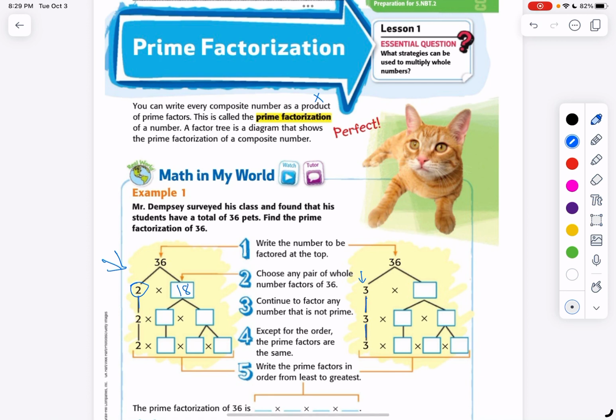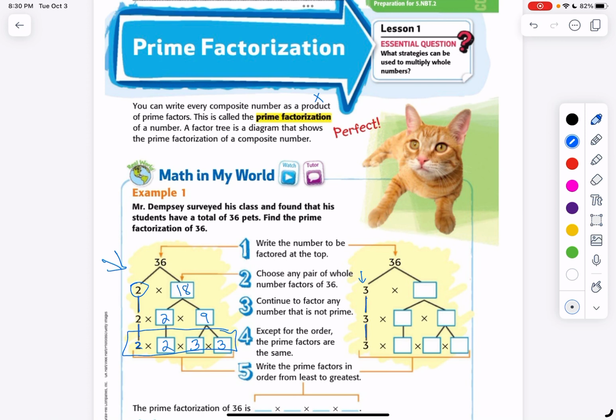2 is prime, so we bring it all the way down to the bottom of our factor tree. 18 is composite. I know that 2 times 9 equals 18. 2 is prime, so I'm going to bring it down. 9 is composite. 9 can be rewritten as 3 times 3. And now here at the bottom of our factor tree, we have all prime numbers.